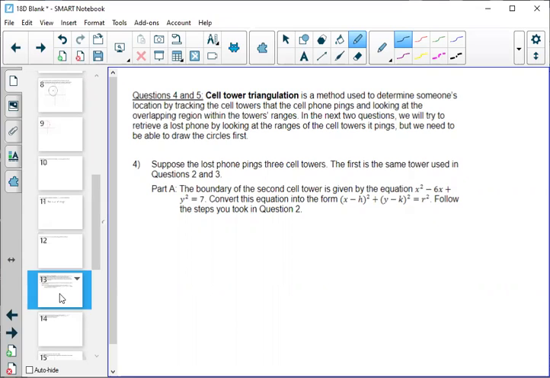Part A, the boundary of the second cell tower is given by the equation x squared minus 6x plus y squared is equal to 7. Convert this equation into the form (x minus h) squared plus (y minus k) squared equals r squared. Follow the steps you took in question 2. Well, what we're going to end up with is (x minus 3) squared plus y squared is equal to 4 squared.